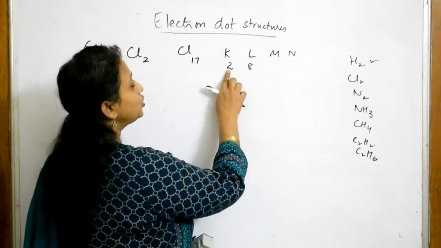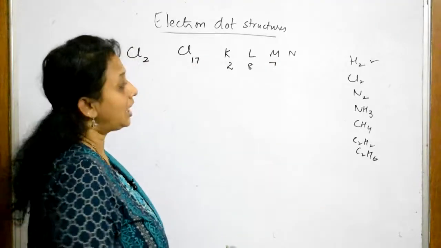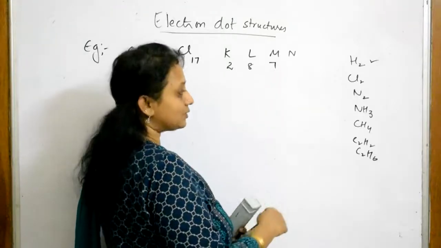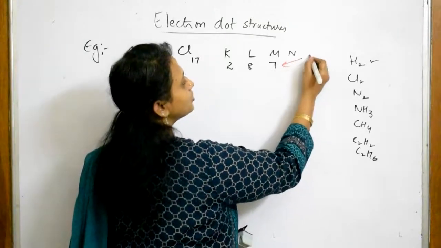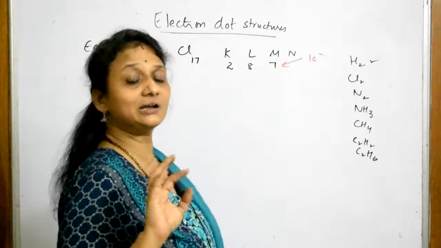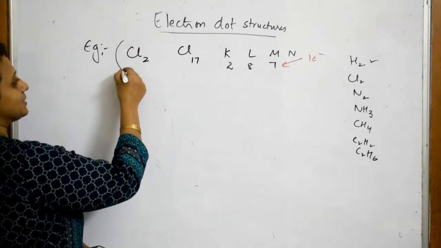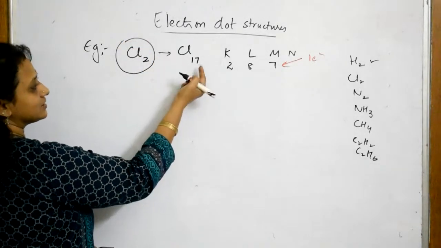So 2, 8. That's 10 over. How many are left? 7 are left. How many does it require? It requires only 1 electron to become stable. When it acquires 1 electron, it will get a stable configuration. Let's see. So first, this is the example; second, you need to write this.